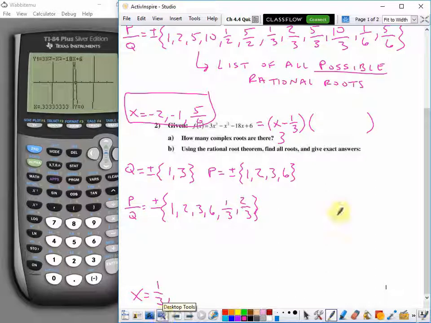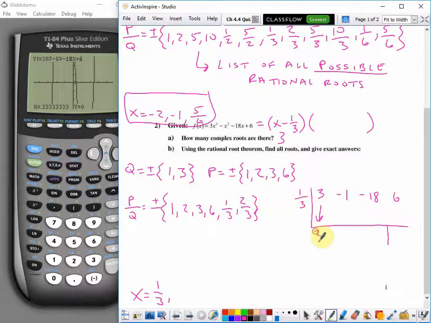So I'm going to use synthetic division. I'm going to put 1/3 in front. And I'm not missing any powers. I've got cubed, squared, x, and a constant. So I don't need to put in any zeros here. So we've got 3, negative 1, negative 18, and 6. Okay, so I'm going to bring down that 3 and then multiply. 1/3 of 3 is 1. When I add these, I get 0.